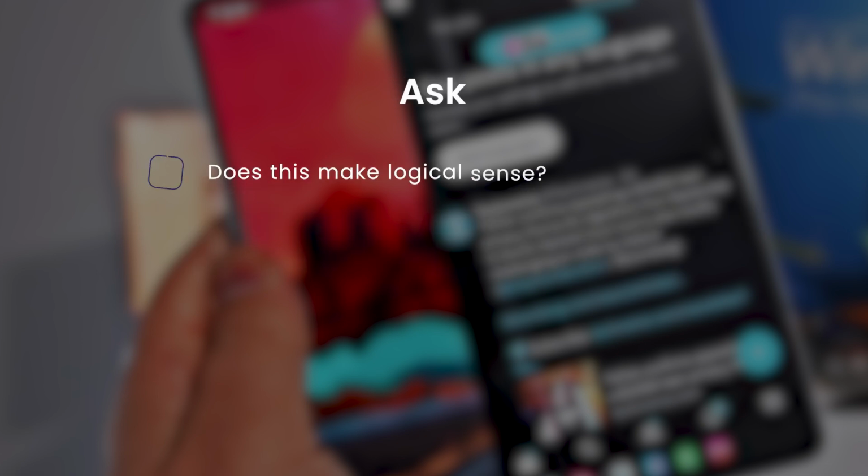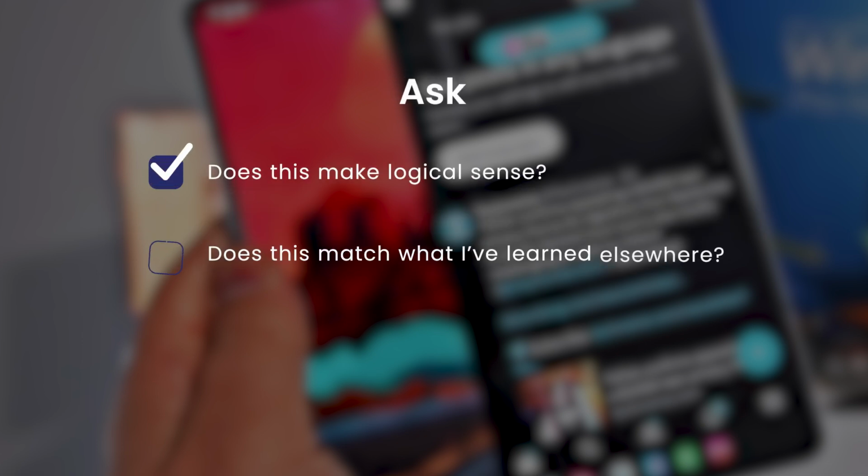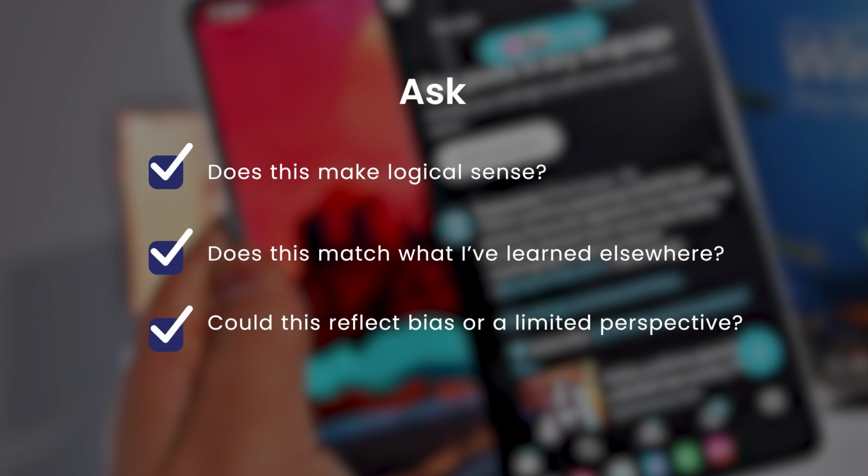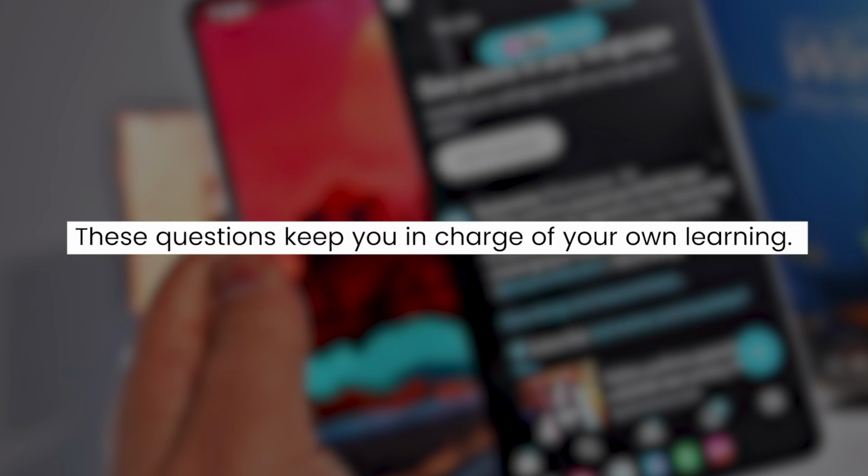Ask, does this make logical sense? Does this match what I have learned elsewhere? Could this reflect bias or a limited perspective? These questions keep you in charge of your own learning.